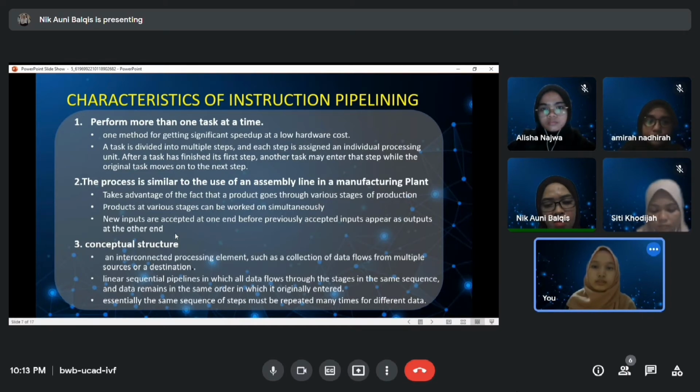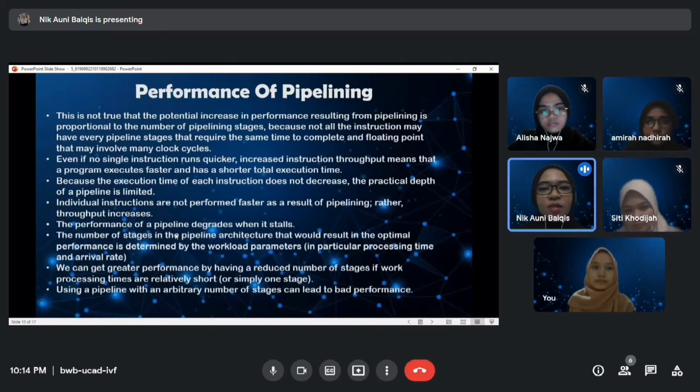Next, instruction pipelining is a conceptual structure, which can be extended to various structures of interconnected processing elements, including those in which data flow from more than one source or to more than one destination. In linear sequential pipelines, all data flow through the stages in the same sequence and data remains in the same order in which it originally entered. It is also essentially the same sequence of steps that must be repeated many times for different data.